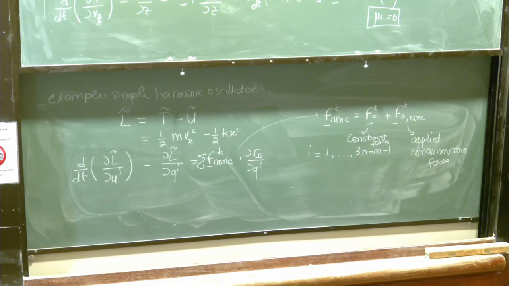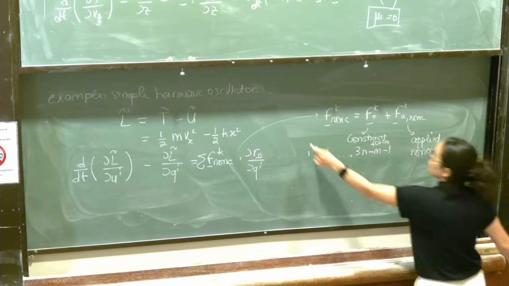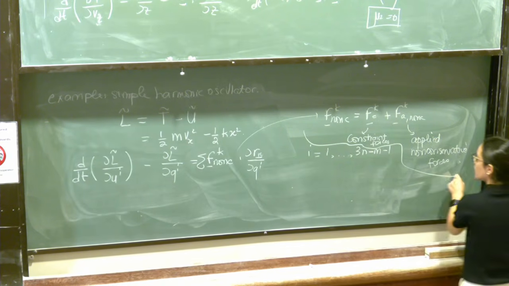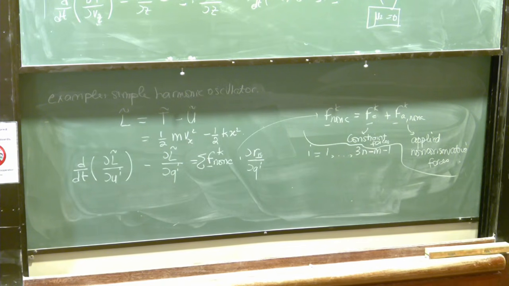Okay? Yes? Why is it 3n minus m minus 1? Good question. Remember, we arranged our generalized coordinates in such a way that the last m generalized coordinates are the last m holonomic constraints. So they're all equal to 0 when we enforce the constraint.